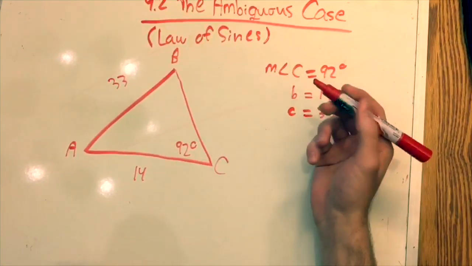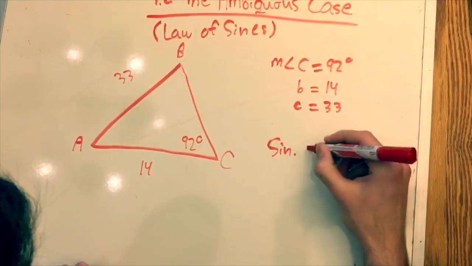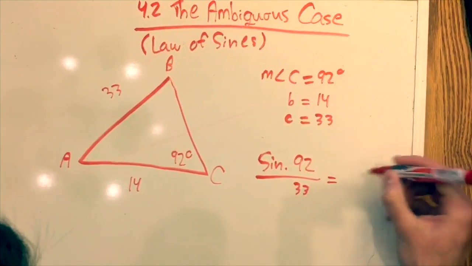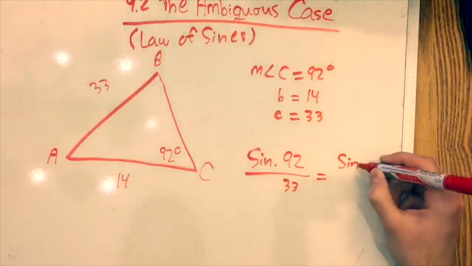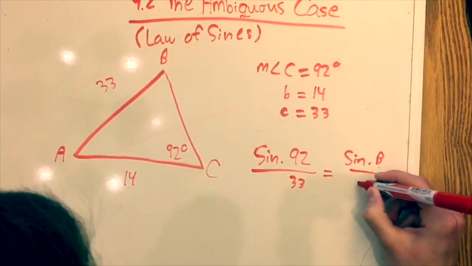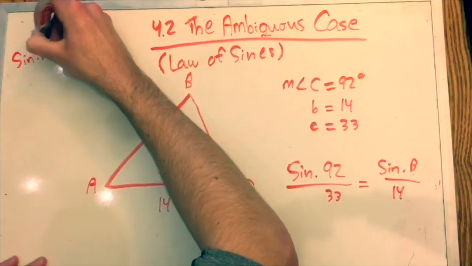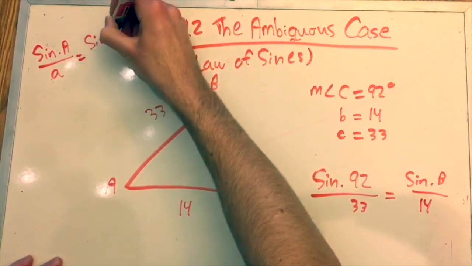So now you have to set up your equation. It would be sine 92, sine B, 14. Always remember that you have to follow this protocol when solving these types of problems.